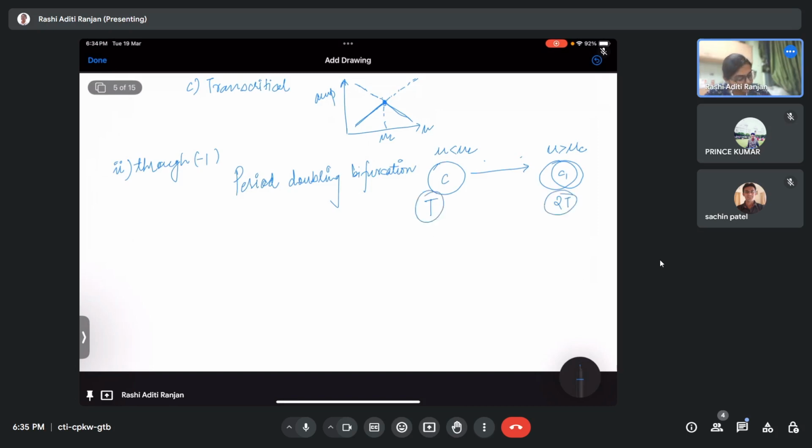So as mu is equal to mu C, what happens is that C becomes unstable and a new periodic orbit with time period 2T appears. Okay, so this is what happens in case of a period doubling bifurcation.